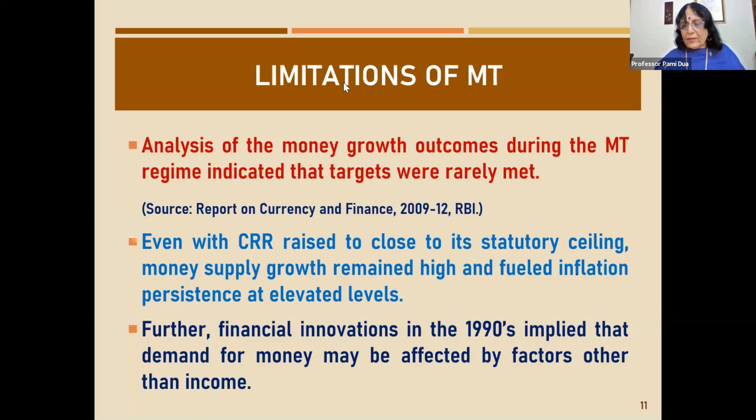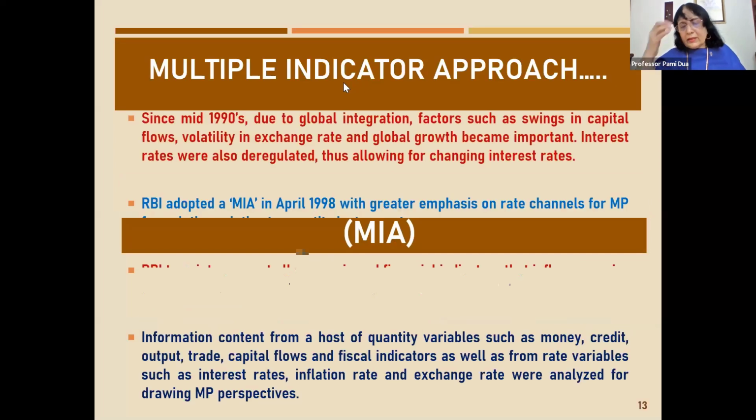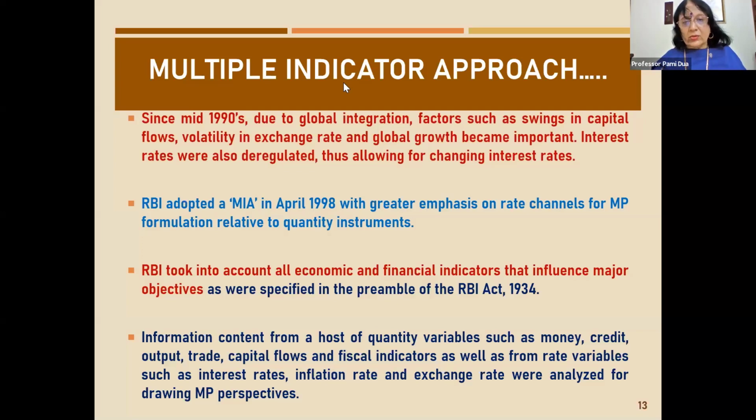And other things that happened around this time was that India was very rapidly integrating with the rest of the world. So this meant that India was exposed to global influences, whether it was capital flows or volatility in exchange rates or global growth. So all these factors became very important in determining India's growth. Then at the same time, interest rates were deregulated. So there was provision for changing interest rate. Another factor that happened at this time was that the exchange rate also was partially market determined. So exchange rate could also change.